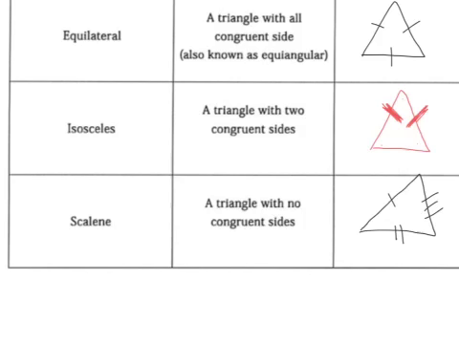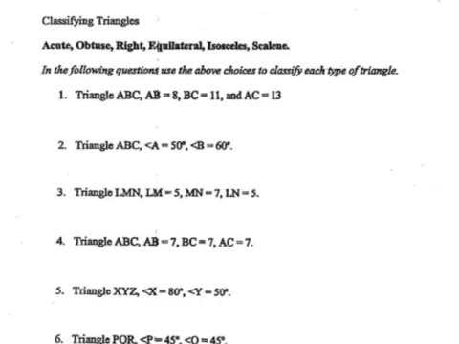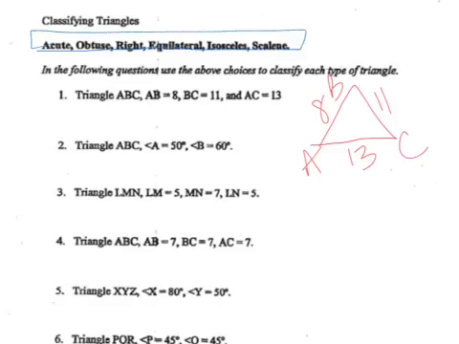Now we're going to move on to page 8 in the packet. So in page 8 it talks about question number 1. Triangle ABC. So everybody draw a triangle ABC. It says AB is 8, BC is 11, and AC is 13. So we are using the choices listed up top, acute, obtuse, right, equilateral, isosceles, or scalene, to figure out what kind of triangle this is. And I know for sure that it's a scalene triangle because all the sides are different lengths. I do not know enough about the angles to decide what kind of angular triangle it is, so I'm just going to leave it as scalene.